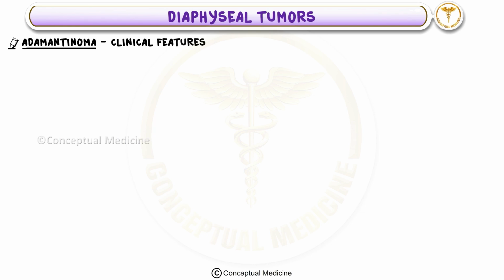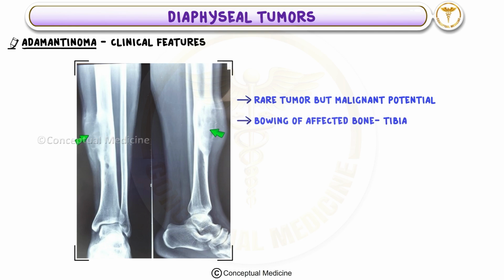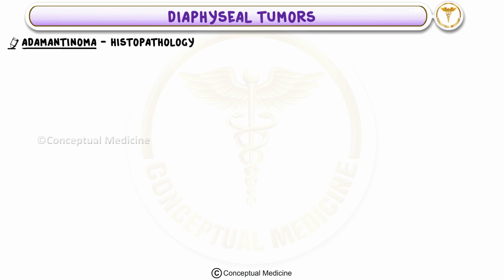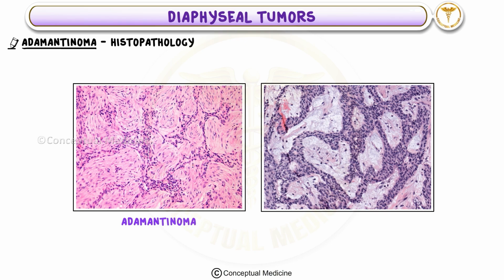Clinical features. Clinically, adamantinoma is a rare tumor, but one with malignant potential. An interesting feature often seen in patients with adamantinoma is bowing of the affected bone, particularly the tibia. This bowing is due to the tumor weakening the bone structure. Histopathology. Histologically, adamantinoma has features that resemble ameloblastoma, a tumor of the jaw. Epithelial cell arrangements, you'll notice similar patterns here, which is why these two are often compared.